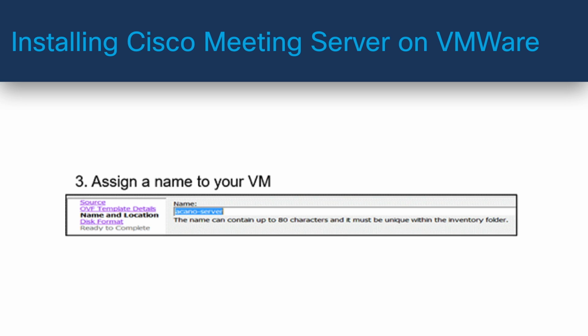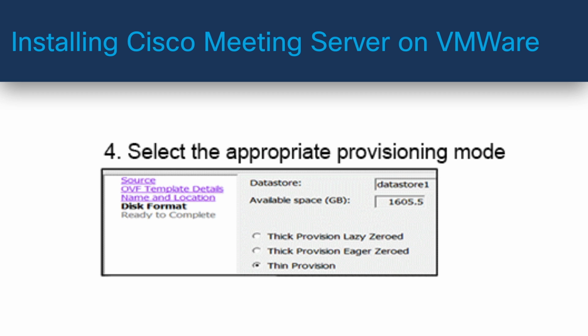And then it'll prompt you for a name, and it'll give you a default name, but if you want to rename it here, then you can do that. And then you just hit Next. And then here you're choosing the data store where you want to build this partition, as well as the amount of space that you want to allocate for this virtual machine. And at the bottom here, the provisioning level you want to use.